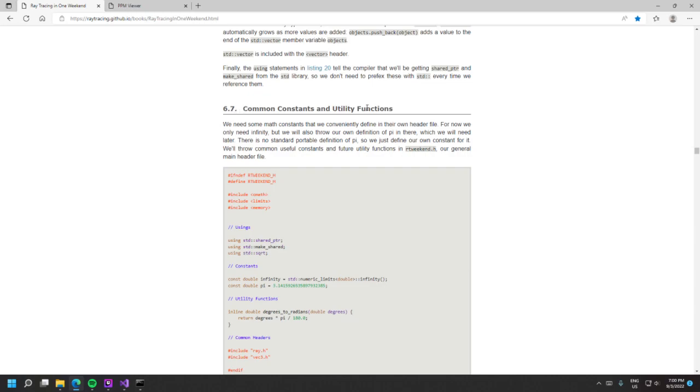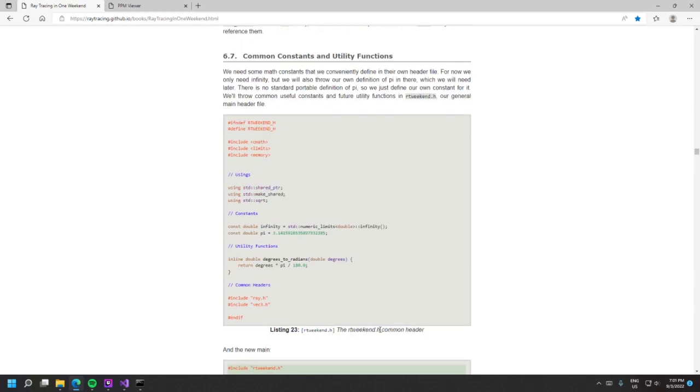Yeah, common constraints and utility functions. We need some math constants that we conveniently define in their own header file. For now, we only need infinity, but we also need to throw our own definition of pi in here, which we'll need later. There's no standard portable definition of pi, really? I actually thought there is. I thought if you use math, you can. Well, they included cmath, but they still define pi again. So I guess there isn't. Well, at least there's some point in our definition of pi.